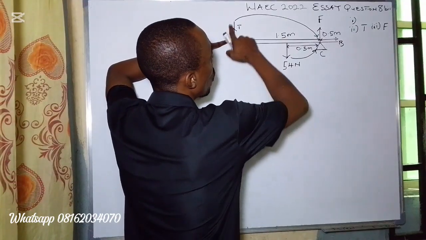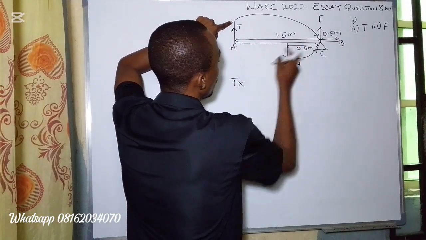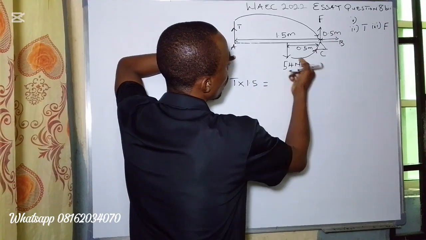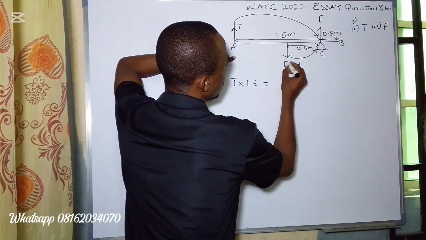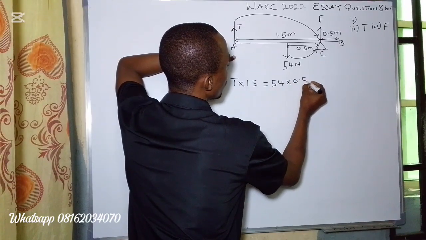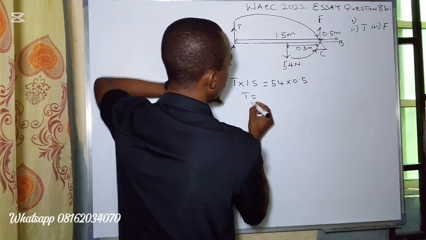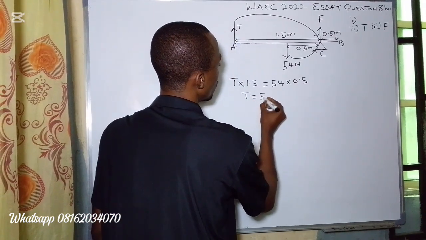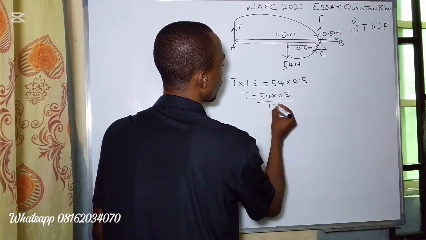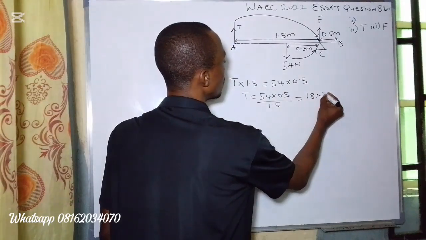So now the clockwise moment will be this T times the distance from here to here, 1.5, equal to the anticlockwise moment, which will be this 54 times 0.5. So the next thing is to make T the subject of the formula. T will be equal to 54 times 0.5 divided by 1.5. And if you do that, you'll get 18 Newton for your T.